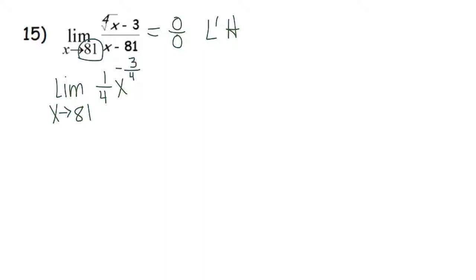And so let's see what all that's going to encompass here. That means reciprocal, so I'm really looking at the limit as x approaches 81 of 1 over 4x to the positive 3/4. And when we plug in an 81, let's see what we get.